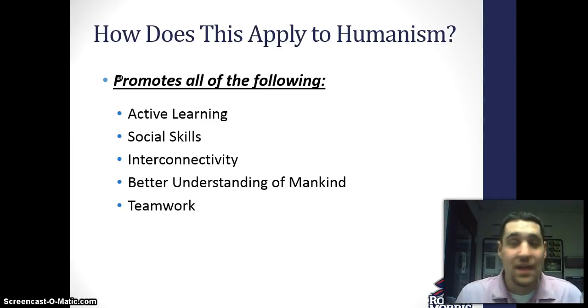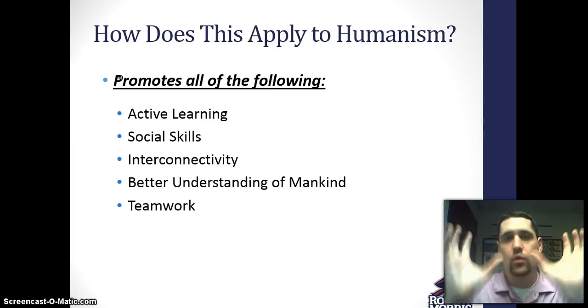Teamwork. Cooperative learning, you have to work together. Teamwork is a critical element. It allows for not only the individual to shine, but for the entire group to shine together.